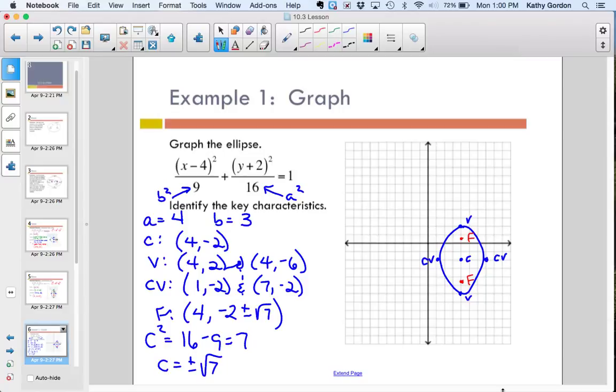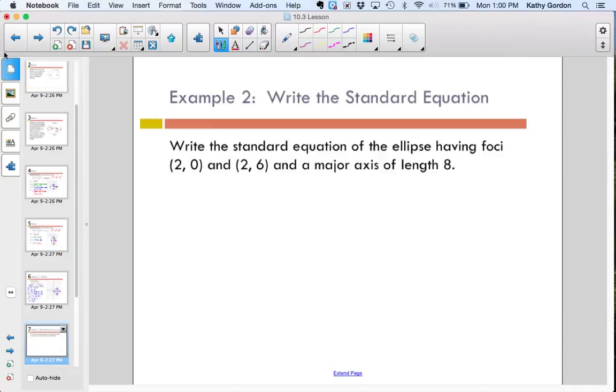Okay. All right, so as we've seen with parabolas, first we want to be able to graph it. Second, we want to be able to go the other way. If I tell you a little bit about the ellipse, you want to be able to come up with the equation for it. So I'm telling you here that we have an ellipse that has foci of (2, 0) and (2, 6), and that the major axis has a length of 8. So what should we do first?